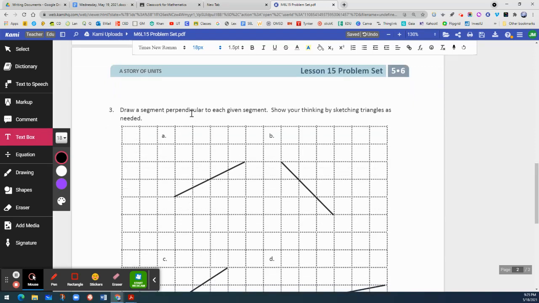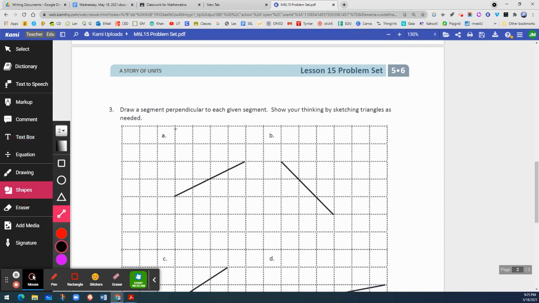They say draw a segment perpendicular to each given segment. Show your thinking by sketching triangles as needed. So what they want us to do is draw a segment perpendicular to each segment. Remember, perpendicular means it has to make a right triangle. In this case, for example, if I start one from here, that will make it a perpendicular line. How about this one right here? I can just start from this end and go straight, and that will be another set.